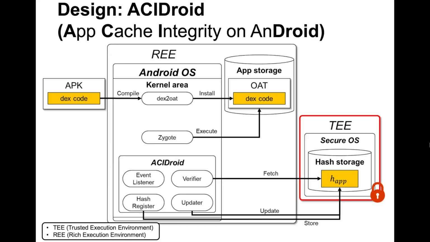This is our proposed system. Our system has 4 components: event listener, hash register, verifier, and updater. The system works in a rich execution environment such as Android. And we also calculate the hash from the application file and store it in a trusted execution environment such as TrustZone. We will explain each component in detail.